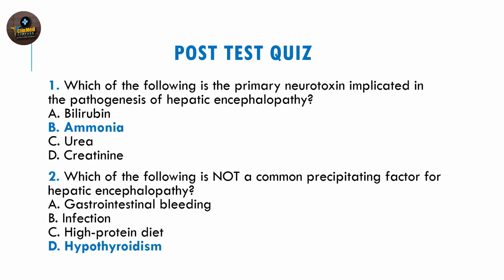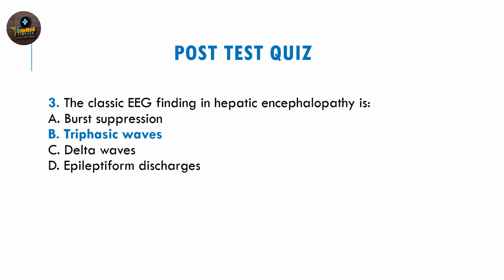Now let us revisit our pre-test quiz. Question 1. Which of the following is the primary neurotoxin implicated in the pathogenesis of hepatic encephalopathy? The correct answer there is ammonia. Question 2. Which of the following is not a common precipitating factor for hepatic encephalopathy? The correct answer there is hypothyroidism. Question 3. The classic EEG finding in hepatic encephalopathy is triphasic waves, even though delta waves can occur in grade 4 hepatic encephalopathy.